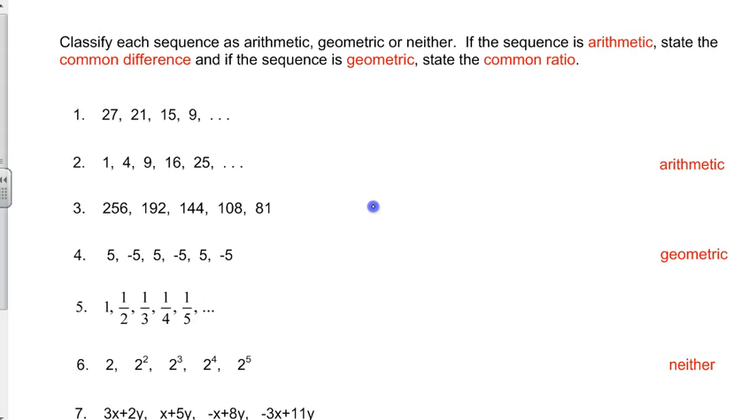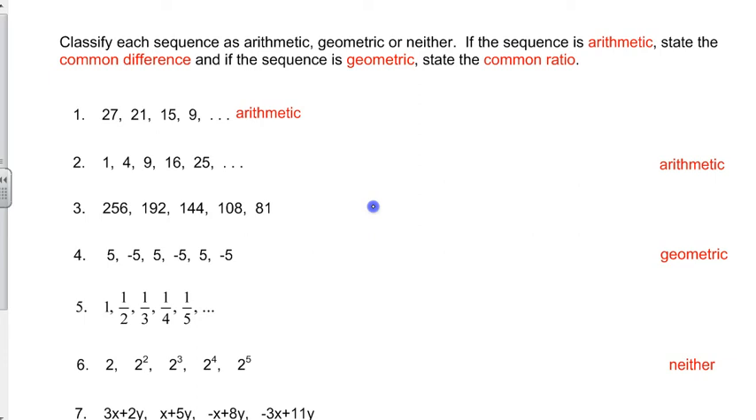But the next thing we want to do is look at yet another topic, which is just classifying sequences. So pretty short. You don't have this, but we're just going to figure it out. 27, 21, 15, 9, what kind of sequence is that? Arithmetic, geometric, or neither? Arithmetic, right? What's the common difference? -6, right? Subtract 6.